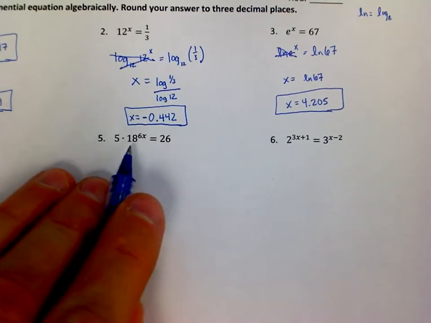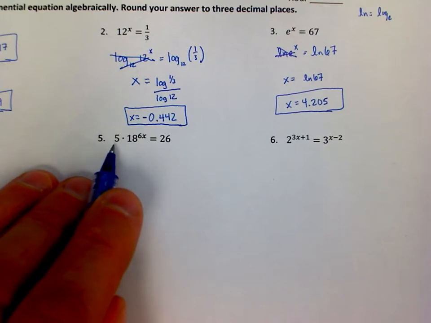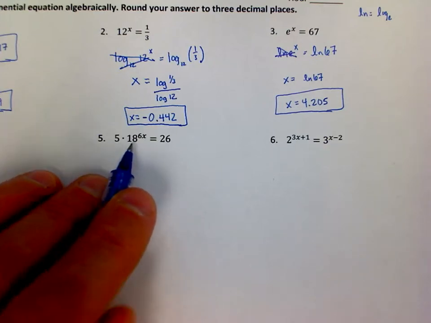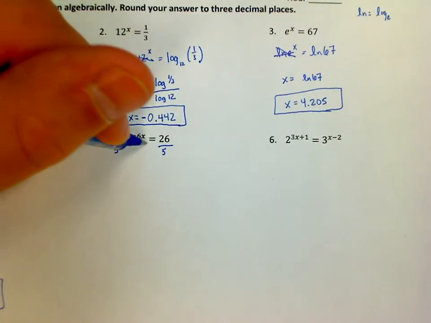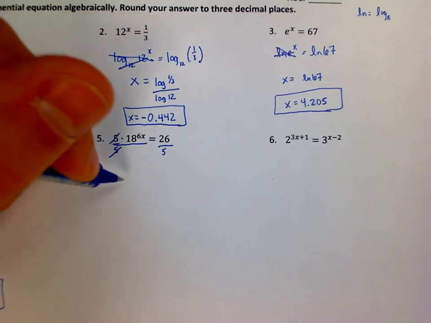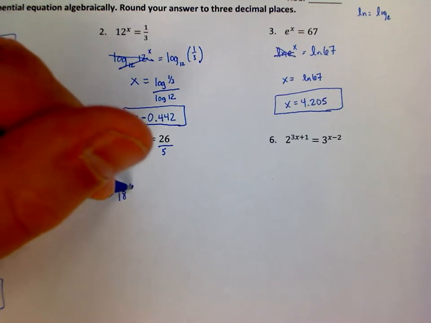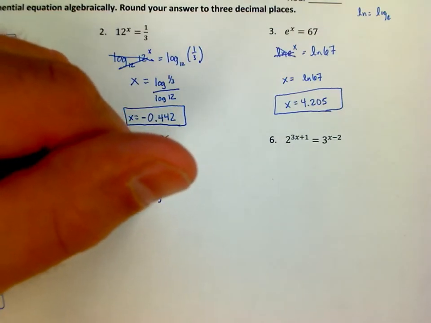Okay, how about in this one? Before I go any farther, I have to get the 18 to the 6x by itself. See, the 5 isn't being raised to the power. The only thing being raised to the power is the 18. So my first step is divide both sides by the 5. And when I do that, the 5's go away, and I have 26 divided by 5 on the right-hand side. 18 to the 6x power is equal to 26 fifths.